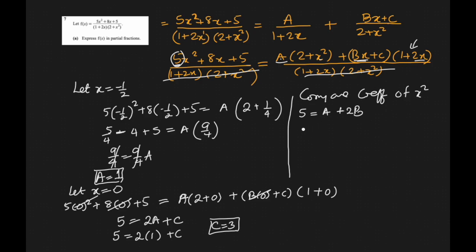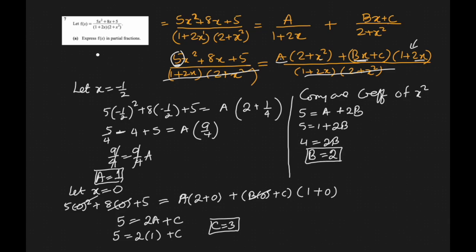Okay. So a we already know. So 5 equal to 1 plus 2b. 5 minus 1, 4 equals 2b. So b comes out to be 4 divided by 2, which is 2. Got it.